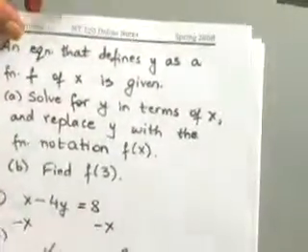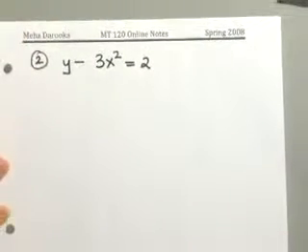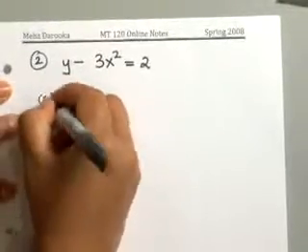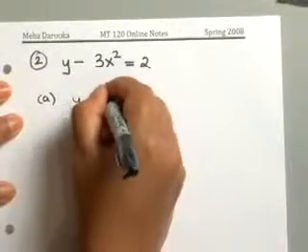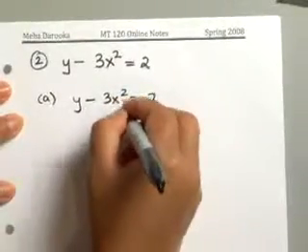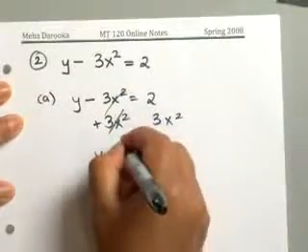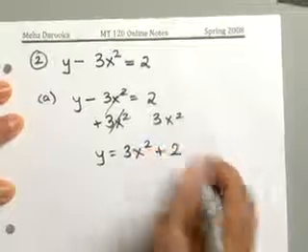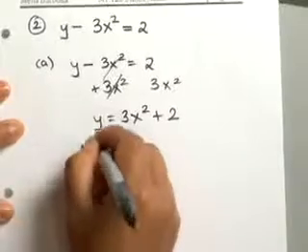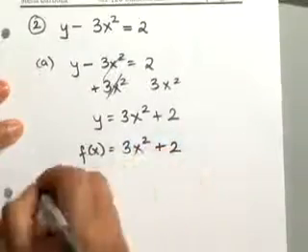Now, let's look at another example, and let's see if you can do that. Just follow along with me, or work along with me. Here we have y minus 3x squared equals 2. Again, the first part is getting y by itself. You start out by moving the 3x squared, and that will give you y equals 3x squared plus 2. Once you get your y by itself, replace the y with f of x, and you end up with f of x equals 3x squared plus 2.